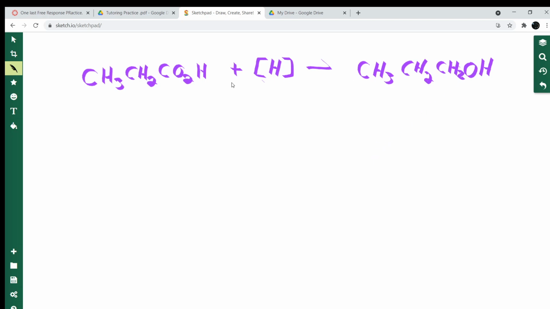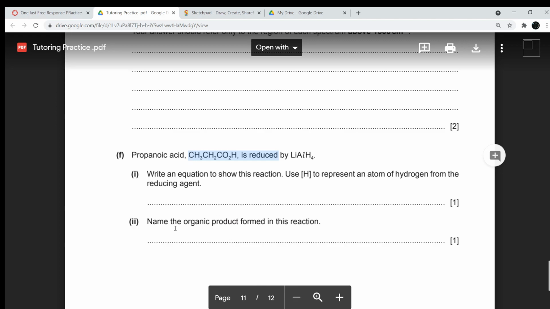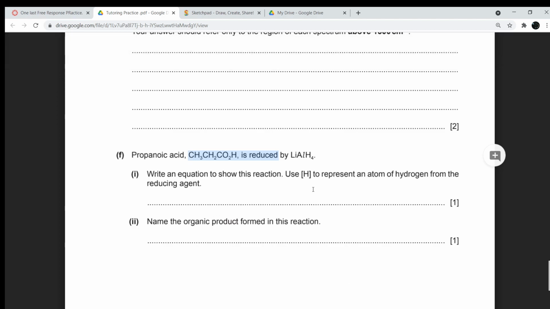Okay, so notice we took one oxygen away because we can't have two oxygens on there, and then we had to put more hydrogens on the carbon. And then we're going to have some leftover oxygen and some hydrogen. Okay, so that's how we would reduce it down. Next, write the organic product formed in this reaction, or name.